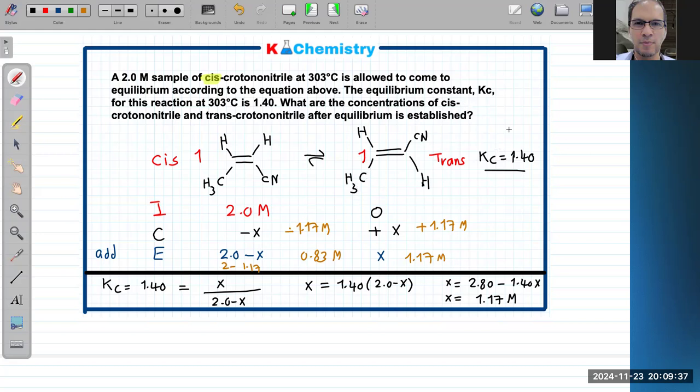So again, either he is giving me the Kc value here, so it helps me to find the unknown X, or he is going to give me one of the concentrations, like an example that we will see later.